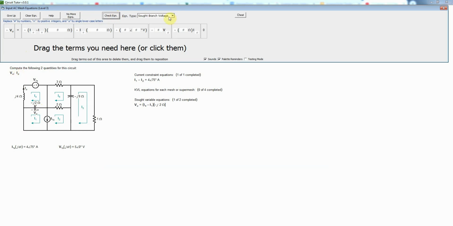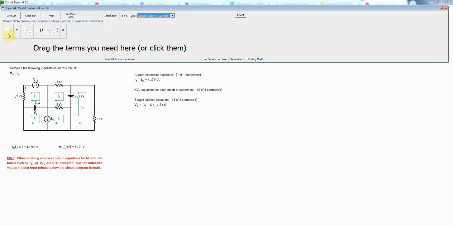Now we also have a SOT branch current, so we'll select that from our menu. That's the I0, which is the current going up through the inductor over here, as you see. So I0 is going to be simply one non-reference mesh current, namely I4. So put an I4 there. And it's a plus sign because I4 does in fact go in the direction of I0. They both go up. So therefore no negative sign is needed in this case.